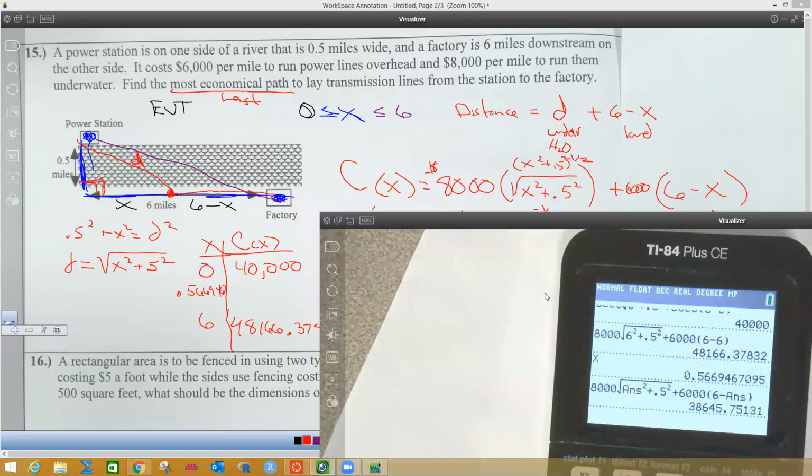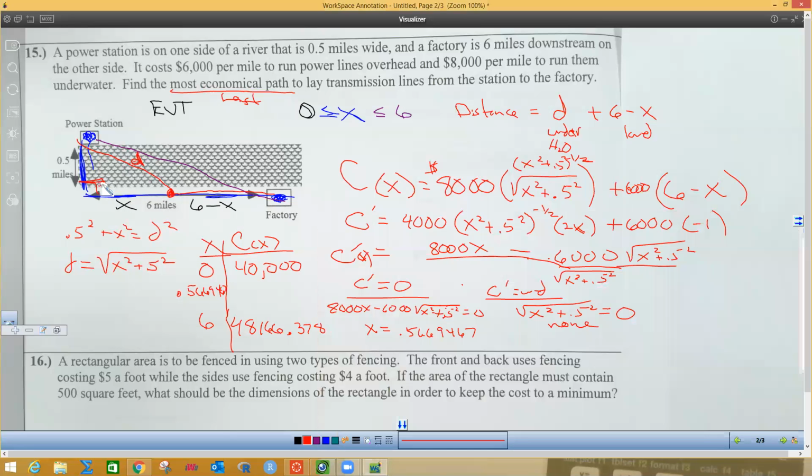That is 0.5669467 miles down the river. So it'd really be right in here somewhere. But this number would cost me $38,645.75, but we're going to go to 3 decimal places for this class. So this is the cheapest, the most economical path: starting down the river 0.566, this number, miles.